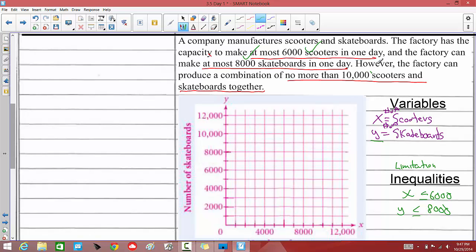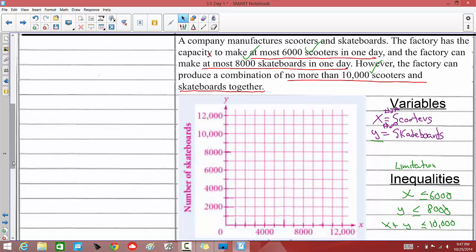We also have this limitation. They can produce a combination of no more than 10,000 scooters and skateboards together as a combination. So the most they can make of anything altogether is 10,000, and that's a combination of both skateboards and scooters. So we got x plus y must be less than or equal to 10,000. Okay, so we have our inequalities.